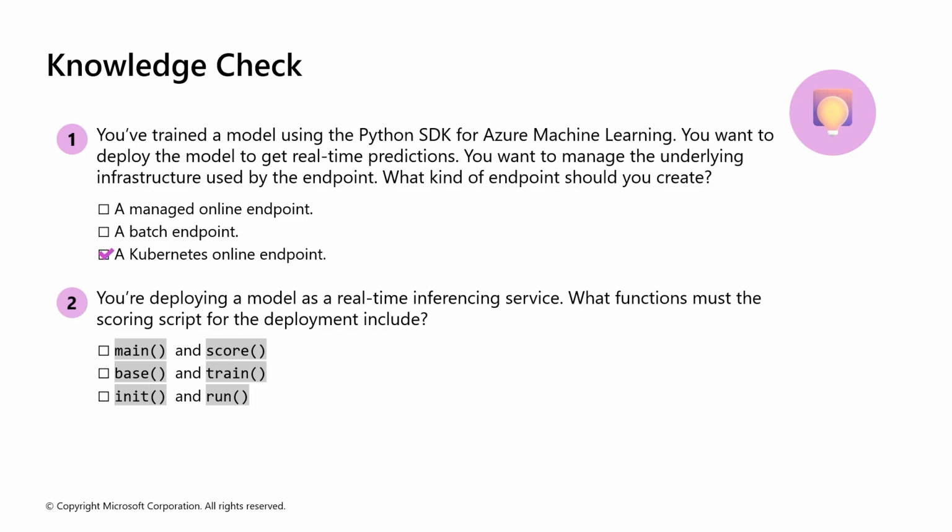a Kubernetes online endpoint. Question 2. You're deploying a model as a real-time inferencing service. What functions must the scoring script for the deployment include? Answer: init and run functions.